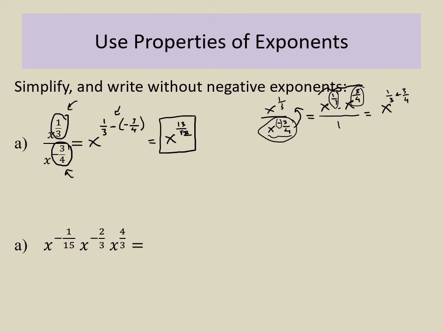Okay, so quotient rule here, when we divide, we subtract. Product rule here, when we multiply, we add. Again, this is in the review video that I sent. All right, and now we can add 1/3 plus 3/4, which is what we actually did before. What does that give us? Same exact answer, x to the power of 13/12.